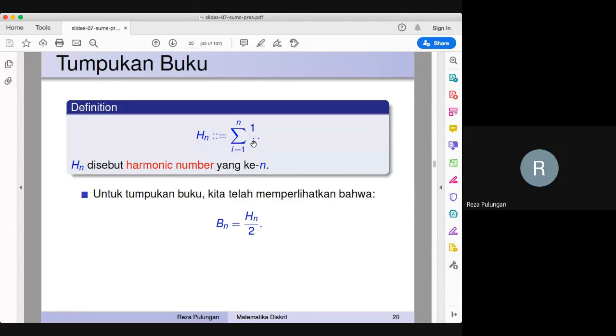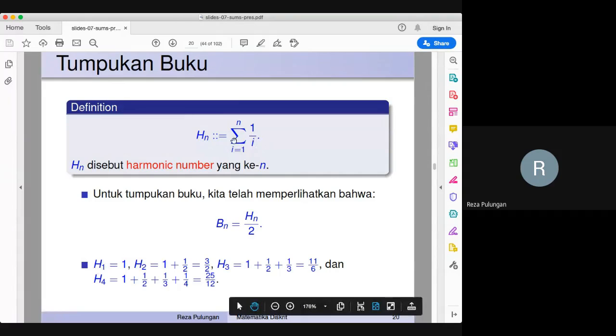So let's see a couple of examples. H1, when n is equal to 1, is just the summation of 1 divided by 1, so this is equal to 1. What about when n is equal to 2? There are two terms right now, i equal to 1 and i equal to 2. So 1 plus 1 half, 3 and a half. H3 is 1 plus 1 half plus 1 third, 11 sixth. And then H4 is 1 plus 1 half plus 1 third plus 1 fourth, equal to 25 twelfths.